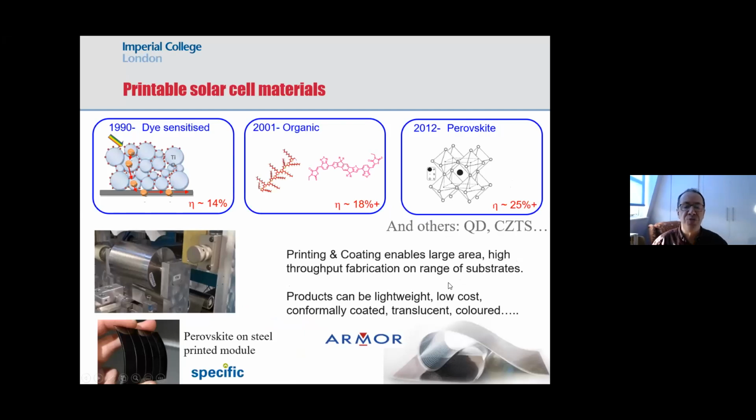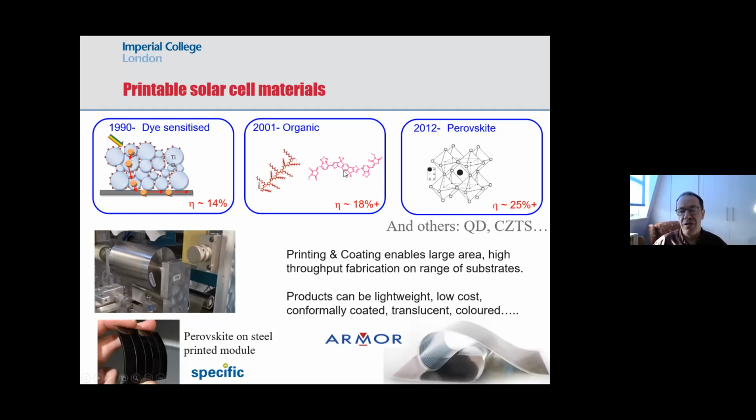In terms of the materials which excite me, I'm particularly interested in the idea that we can print solar cells. The idea here is that we start off with semiconducting materials which are soluble and can be deposited by a printing technology as an ink onto a substrate. The first example of this really were dye-sensitized solar cells, but more recently the organic and maybe most recently the perovskite solar cells have attracted extensive attention.